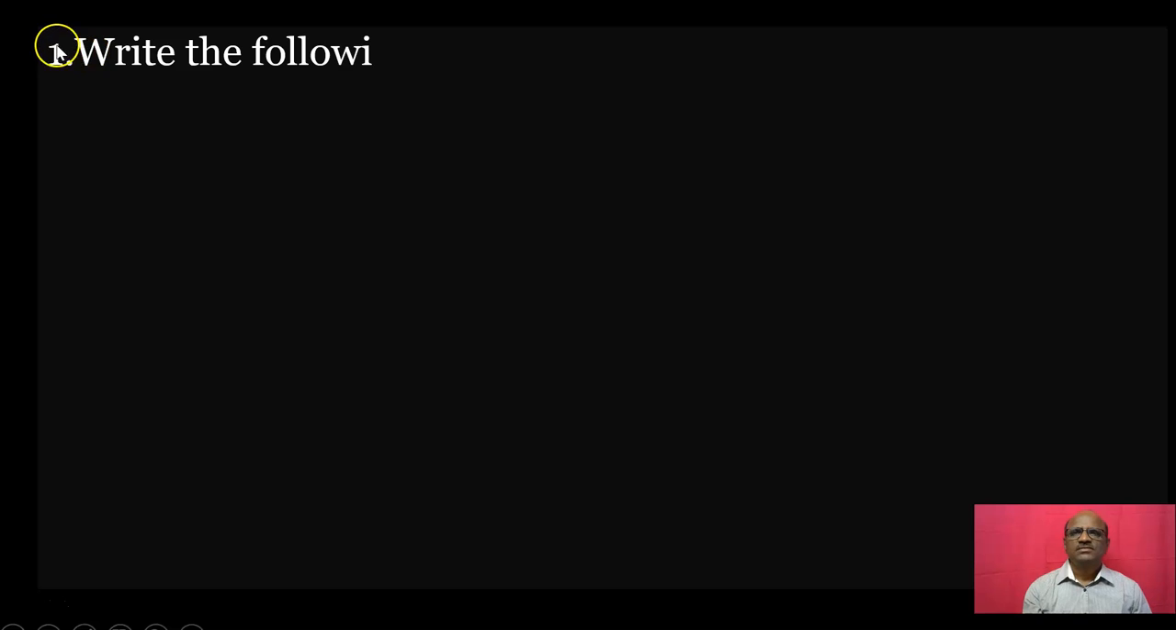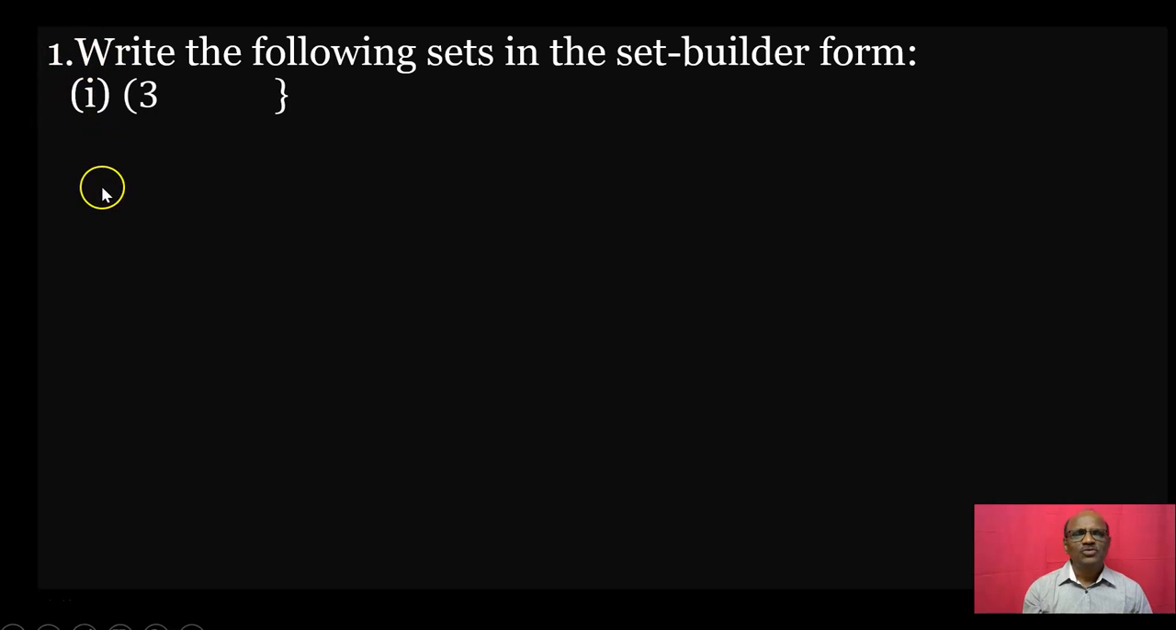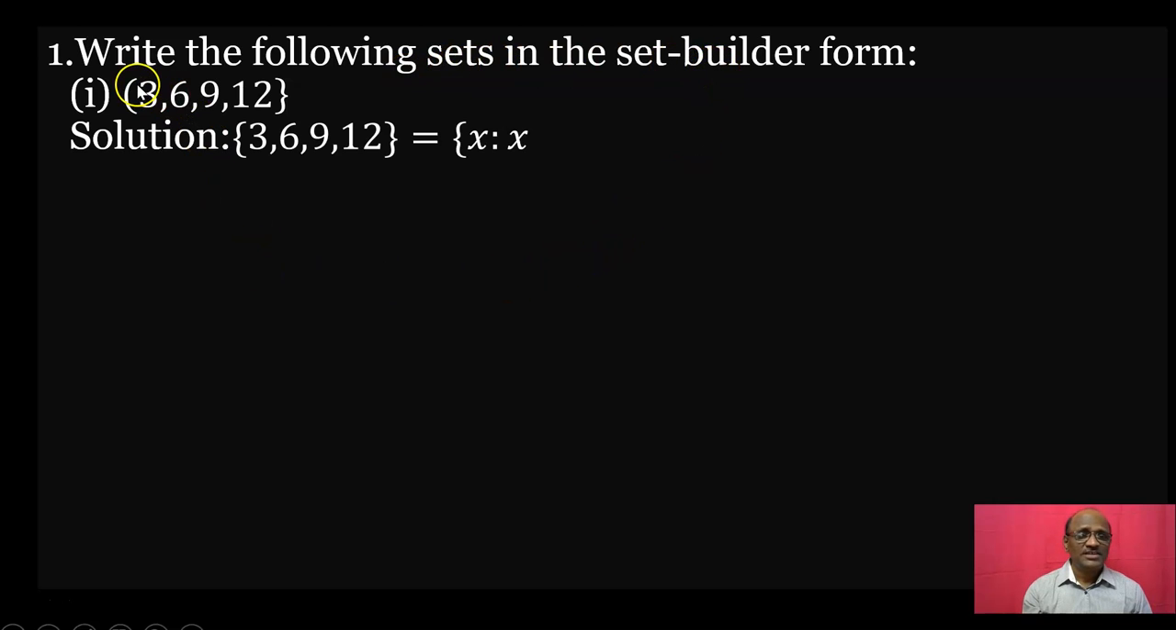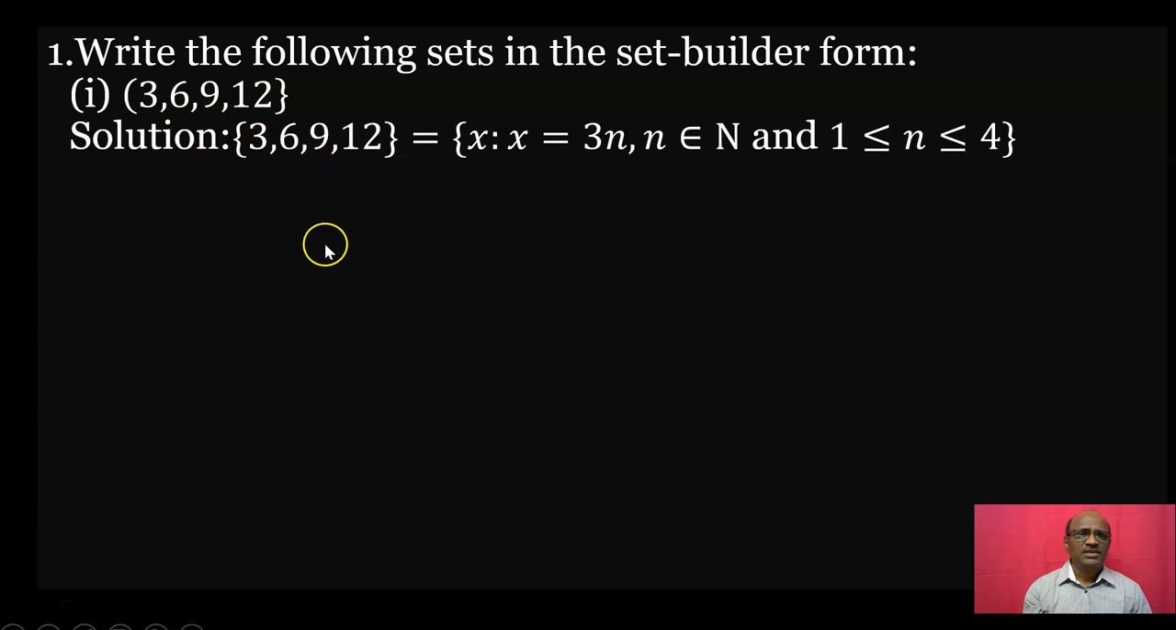Next question. You can see this number from the textbook. I had written 1-1 to all questions. Write the following sets in set builder form. Now see this here. By mistake here is the rounded bracket, but it must be the curly bracket. That is {3, 6, 9, 12}. Now here 3, 6, 9, 12.